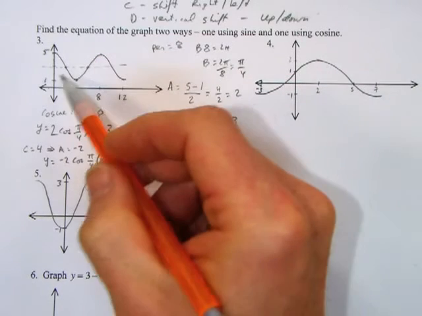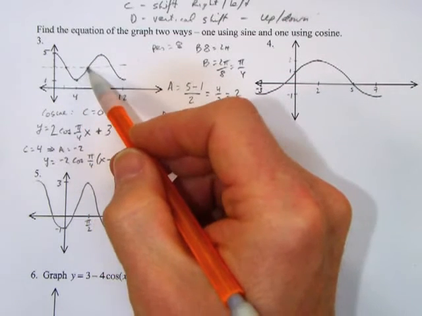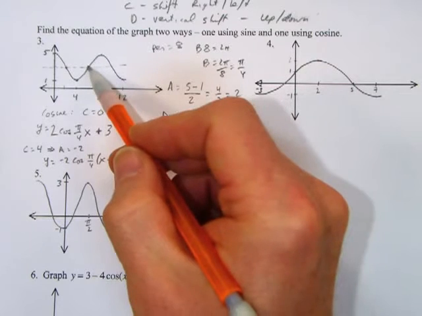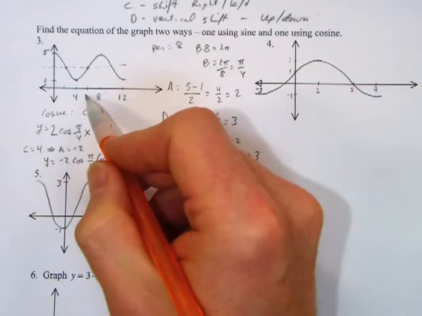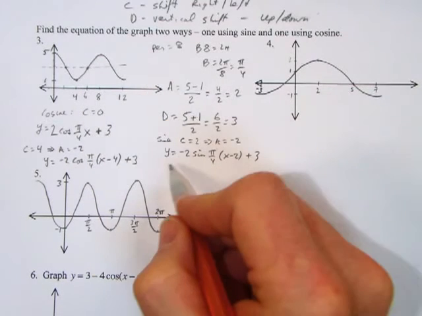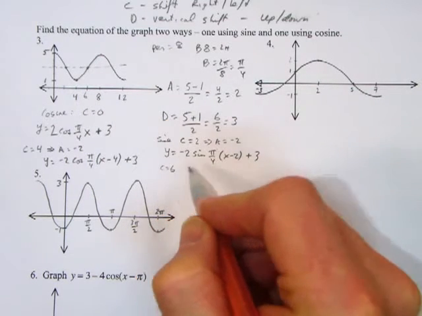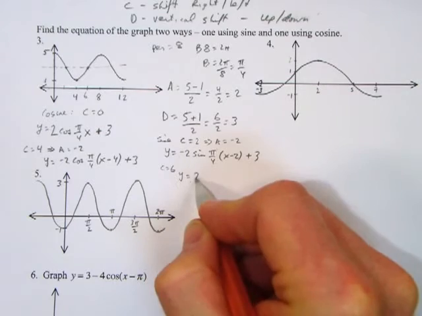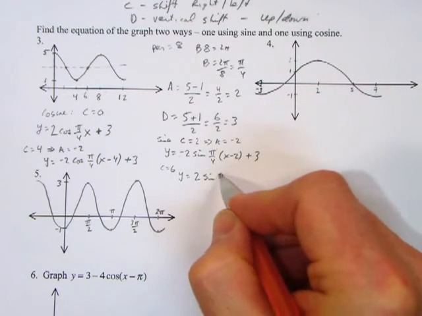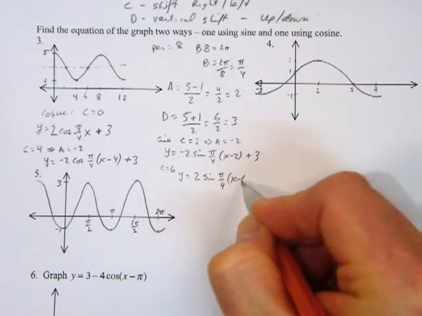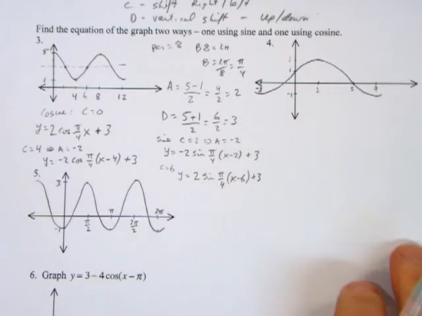What if we said, oh, I don't want to go down first. I want to do a normal sine graph, so I want to start it right here. What is that value? Well, that's going to be halfway between the 4 and the 8, so that'll be 6. So if C is 6, A is going to be positive because it's going up. Sine of pi over 4 times x minus 6, all of that plus 3.